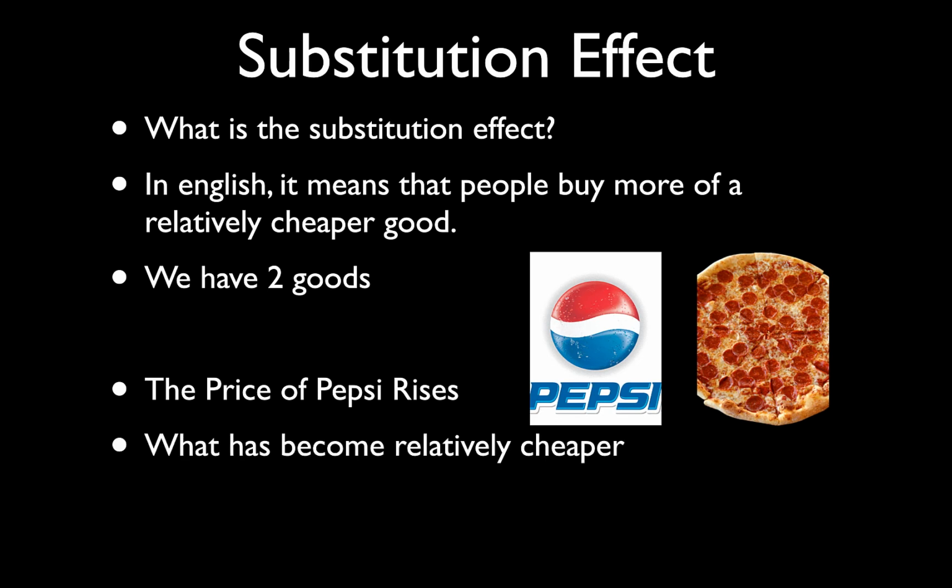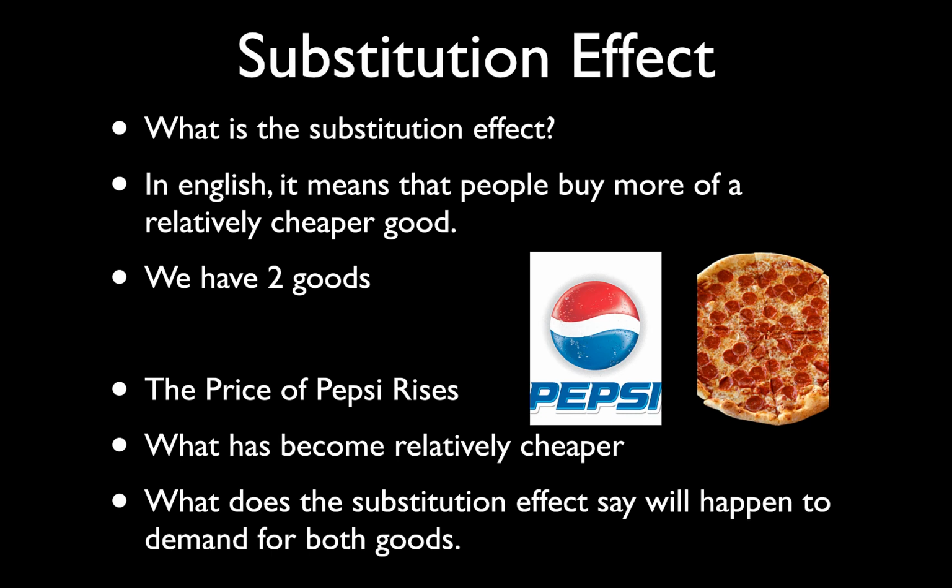Now, what has become relatively cheaper and what has become relatively more expensive? And what does the substitution effect say will happen to the demand for both goods? The price of Pepsi has risen. Therefore, Pepsi has become relatively more expensive. And pizza, even though its price has not changed, has become relatively cheaper, cheaper relative to the new price of Pepsi.